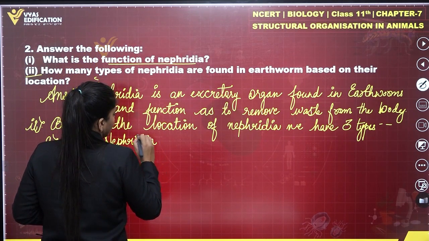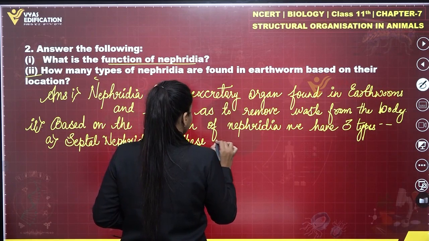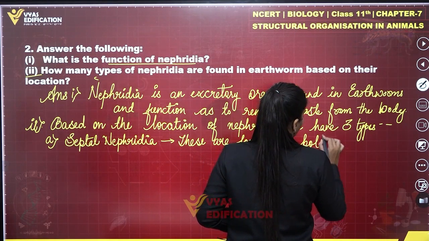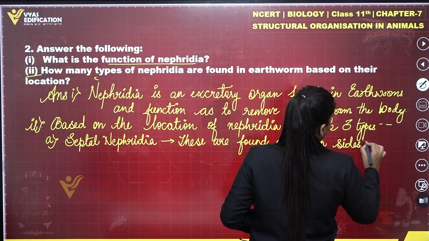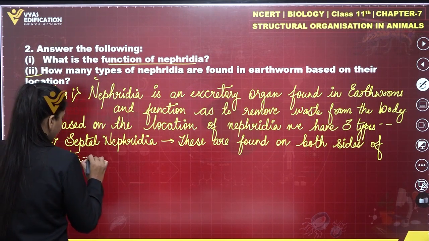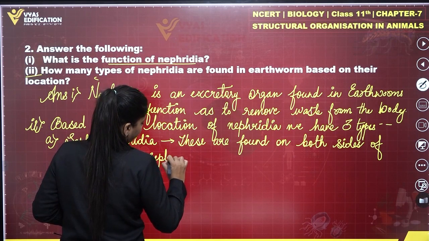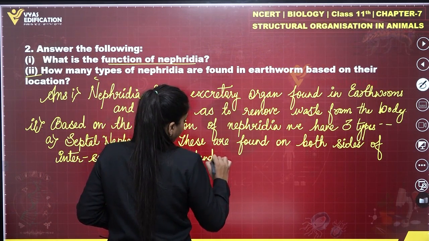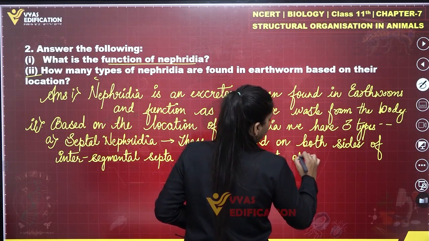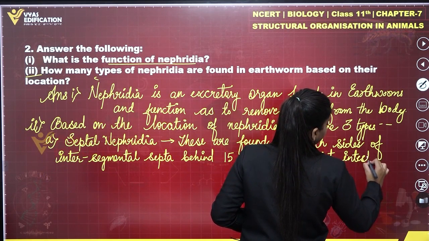Now, the location of septal nephridia: they are found on both sides of intersegmental septa, behind the 15th segment, and open into the intestine.